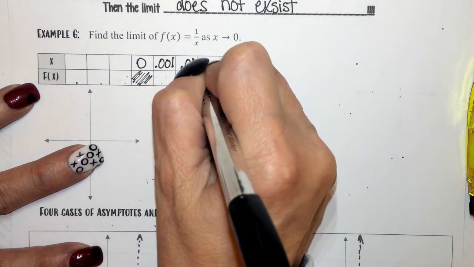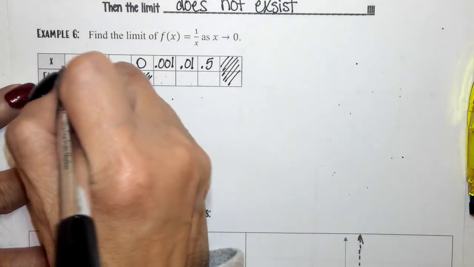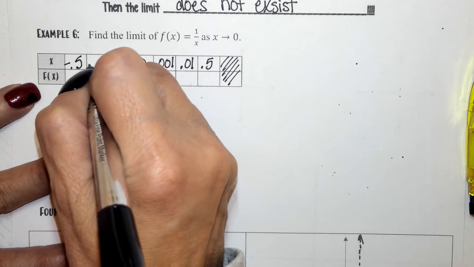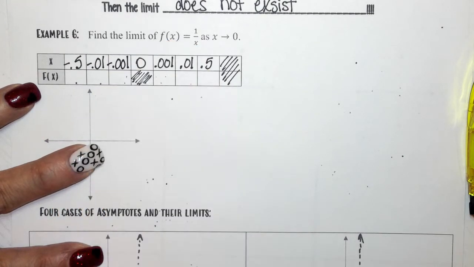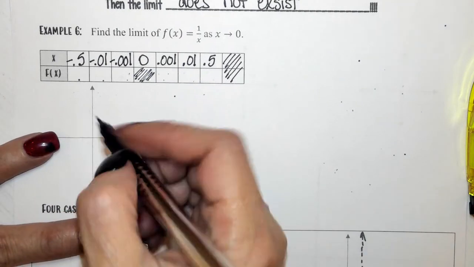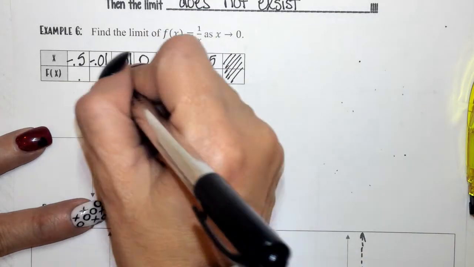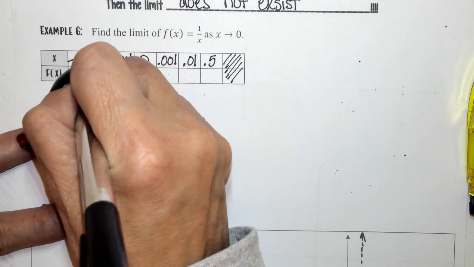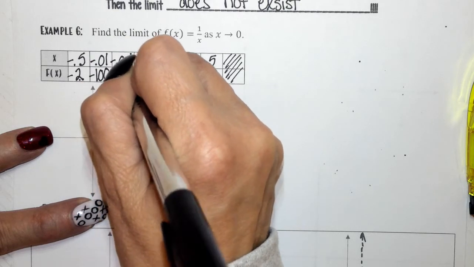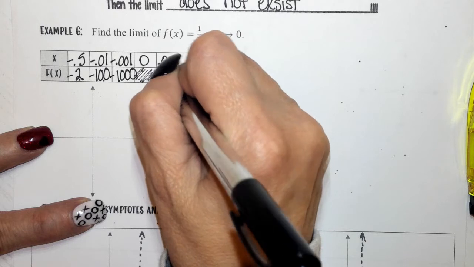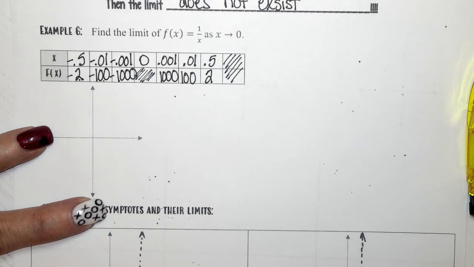And then let's do 0.001, 0.01, 0.5, and then we're not going to use that last one there. And then let's use negative 0.5, negative 0.01, negative 0.001. All right, and I'm going to go ahead and go down here on the graph. While you put those in, I'm going to give you these numbers. This is negative 2, this is negative 100, this is negative 1,000, this is positive 1,000, this is positive 100, and this is positive 2.